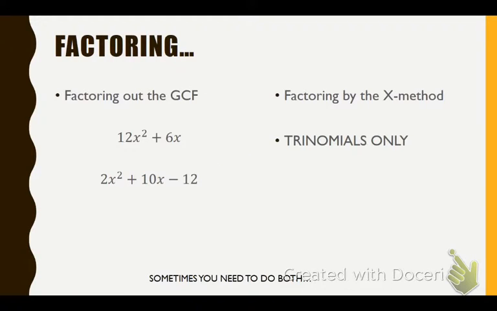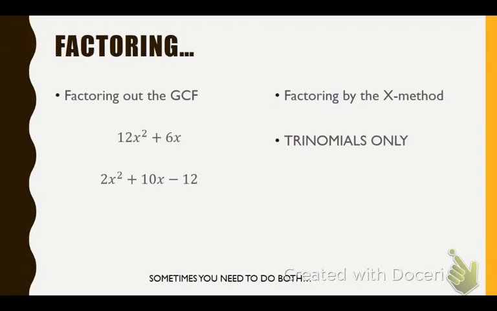Here's the last thing I want to emphasize to you. A lot of people think that factoring and the x method are the same thing. Factoring is literally just dividing. So just because you can't use the x method doesn't mean you can't factor. So on the left, if you look, you have 12x squared plus 6x. A lot of people would write, you can't factor this. You definitely can factor this. You just can't use the x method.